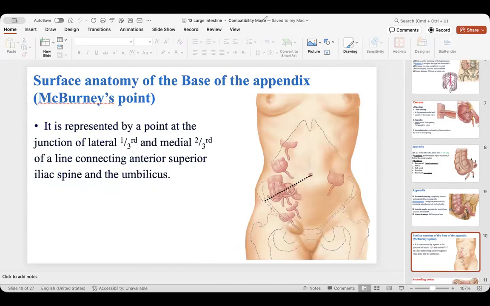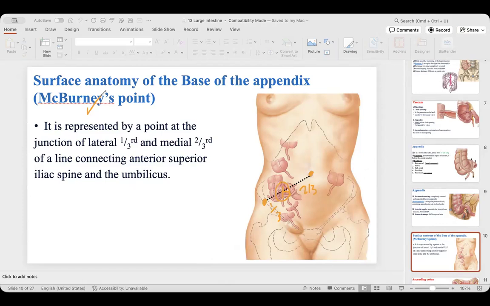What is the surface anatomy of the appendix? If you take a point at the umbilicus and a point at the anterior superior iliac spine, and divide this line into medial 2/3 and lateral 1/3, this point is named McBurney point. Any patient who comes with appendicitis may point to this point as the site of pain.